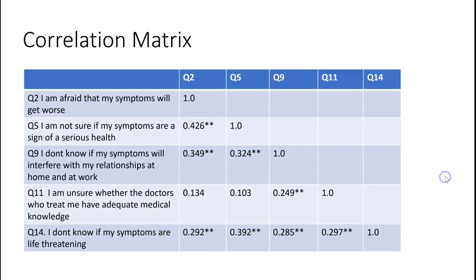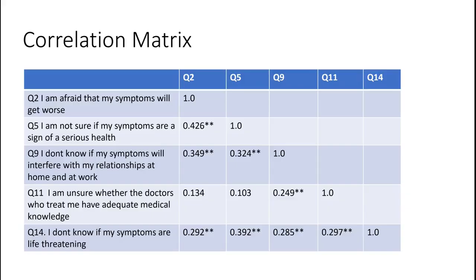So here's the correlation matrix. Hopefully it makes sense that all of these items are intercorrelated, some of them more than others. So for example, question 2 and question 5, if you look at the intersection of those in this matrix, you'll see that the correlation is 0.43. In a large sample, a correlation of 0.43 between two questions is pretty high.